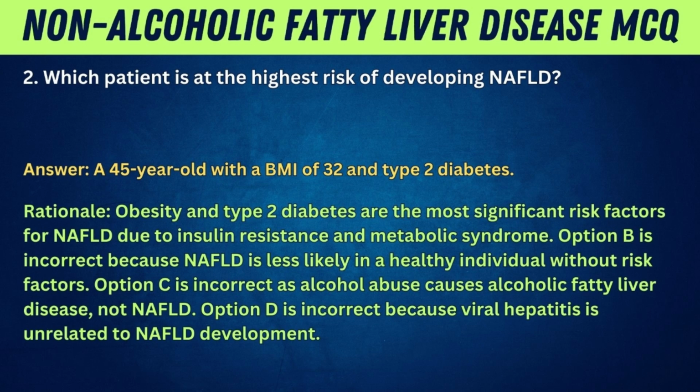Rationale: obesity and type 2 diabetes are the most significant risk factors for NAFLD due to insulin resistance and metabolic syndrome. Option B is incorrect because NAFLD is less likely in a healthy individual without risk factors. Option C is incorrect as alcohol abuse causes alcoholic fatty liver disease, not NAFLD. Option D is incorrect because viral hepatitis is unrelated to NAFLD development.